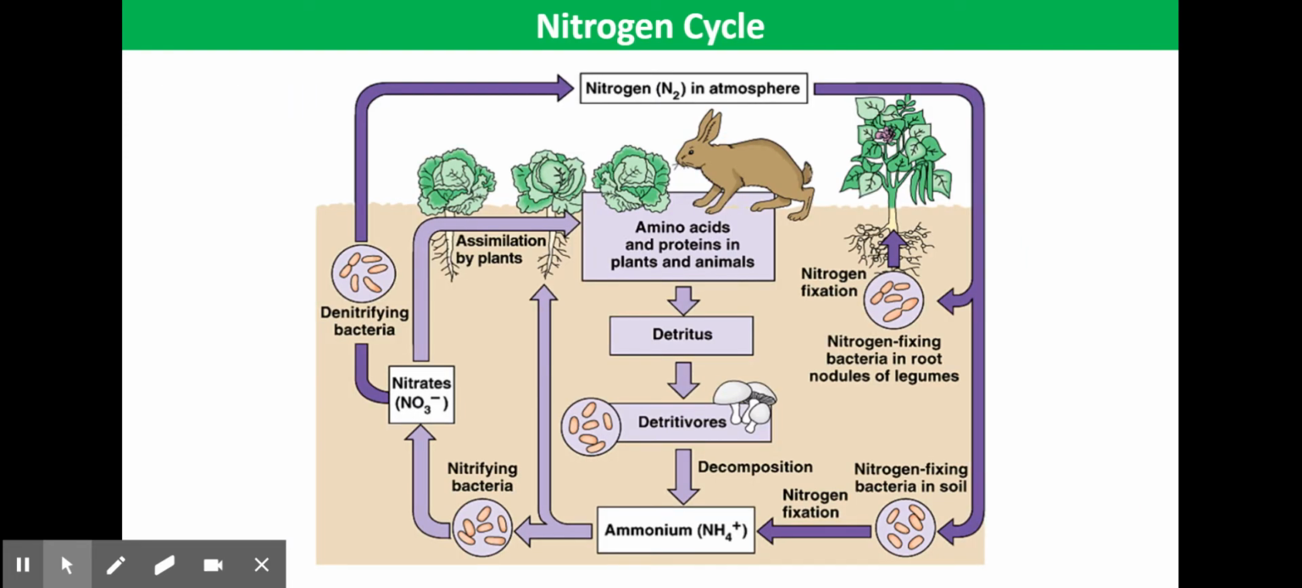So within the nitrogen cycle, we have four really important stages. The first is nitrogen fixation, where bacteria convert nitrogen, N2, gas into nitrates. The second is decomposition, where bacteria, and also fungi, convert organic material into ammonia. The third is nitrification, where bacteria convert ammonia into nitrates. And the fourth is denitrification, where bacteria convert nitrates into N2, nitrogen gas.